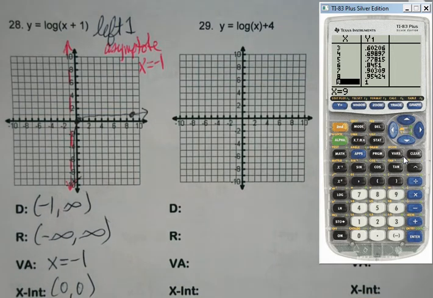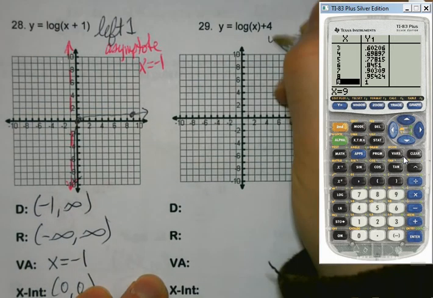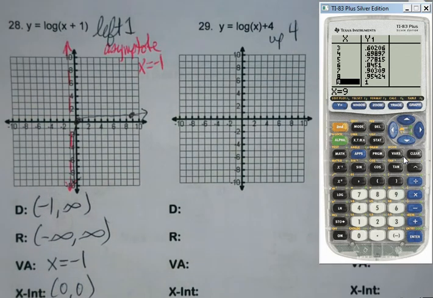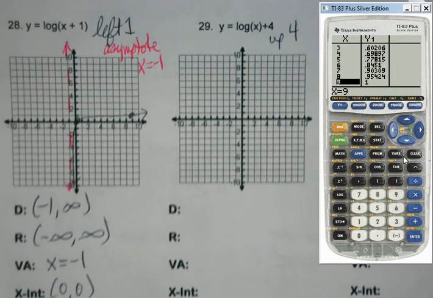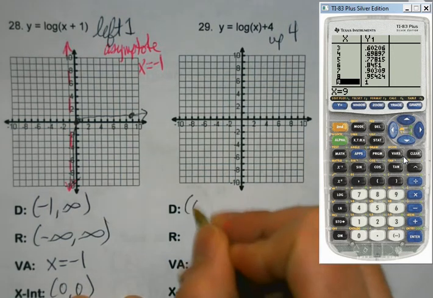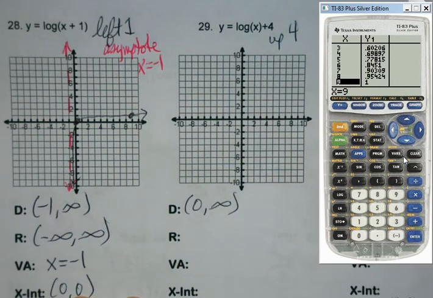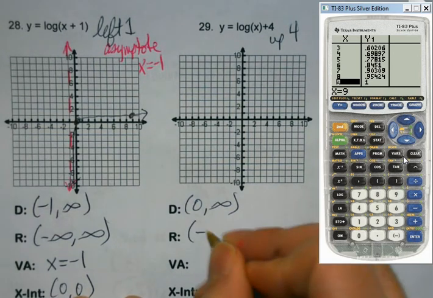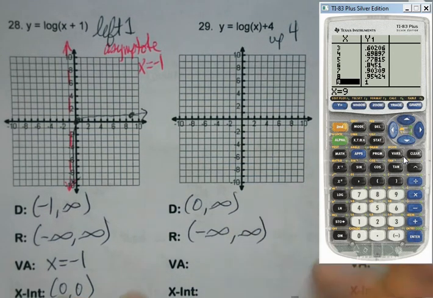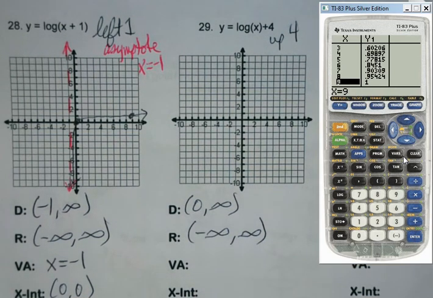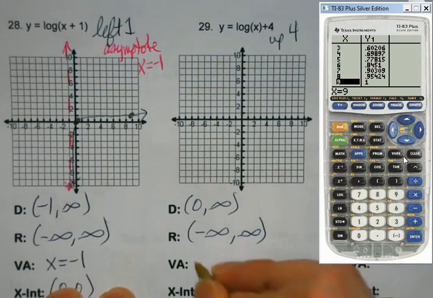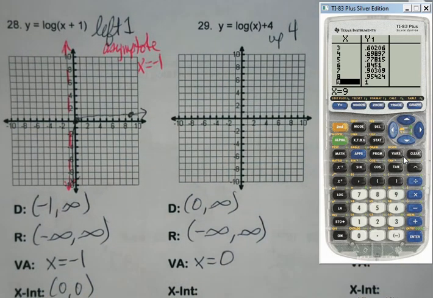What type of shift is there in 29? Okay, up 4. Now, is that going to mess with my asymptote at all? No. Asymptotes only get messed with on the left or right. So my domain still is going to be 0 to infinity. My range is still going to be -infinity to infinity. Since it didn't shift left or right, my vertical asymptote isn't going to move.